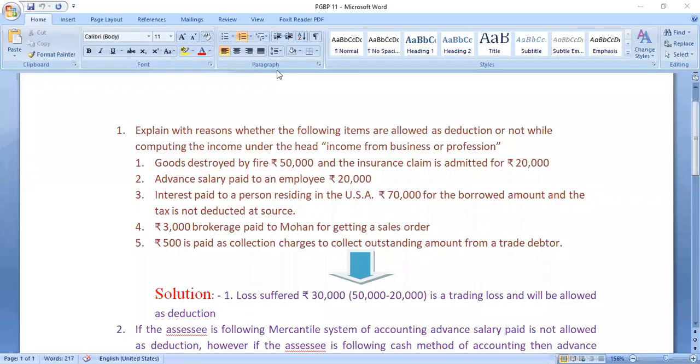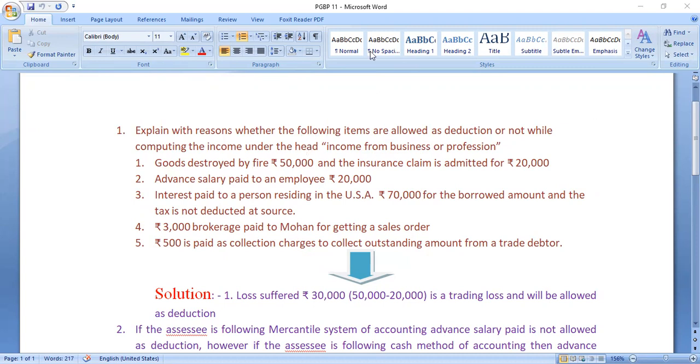I'll share one more MS Word document. Yes, problem. I'll discuss some problems here. Given the different items 1 to 5, explain with reasons whether the following items are allowed deductions or not while computing income under the head income from business or profession. So these are the expenses incurred, 1 to 5. You have to find whether those are allowed deductions or not.